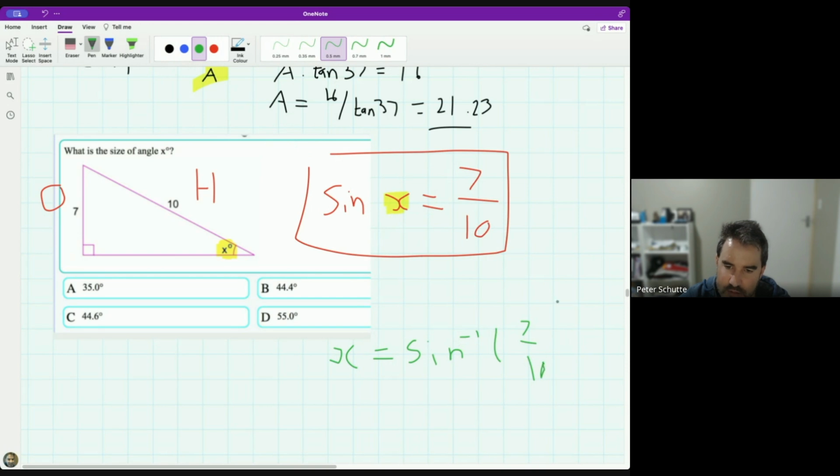So find me the angle for shift. And the way we key this in your calculator is you go shift sine, and then you go fraction 7 over 10. And then I want you to choose the option that you think is most accurate here. Is it A, B, C, or D for finding this angle over here?